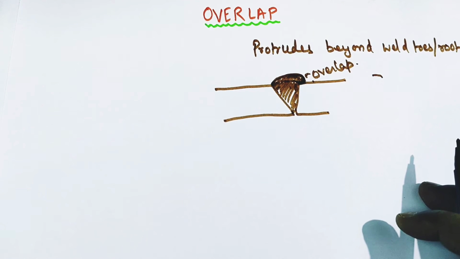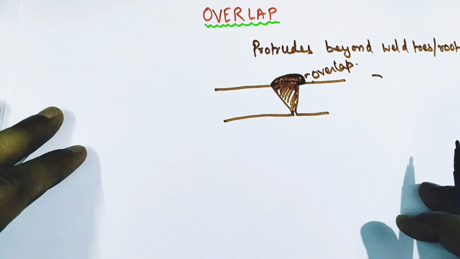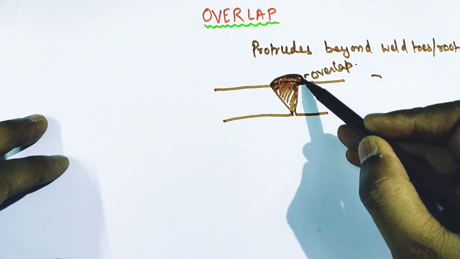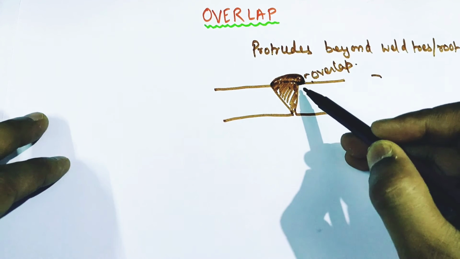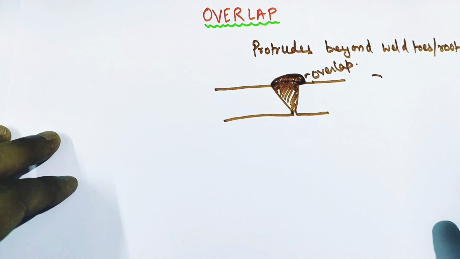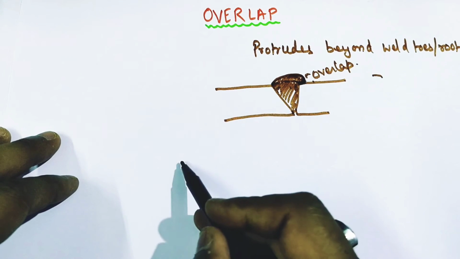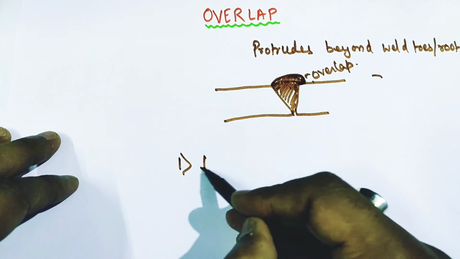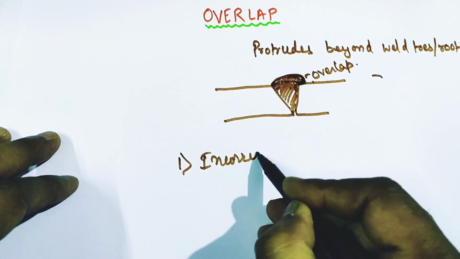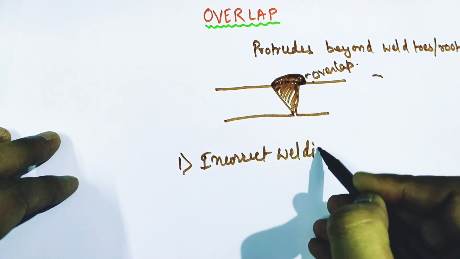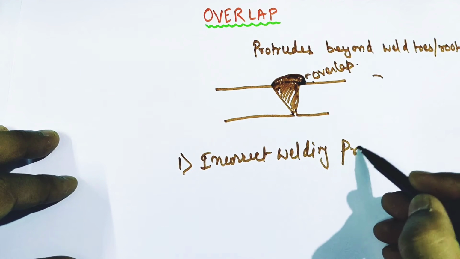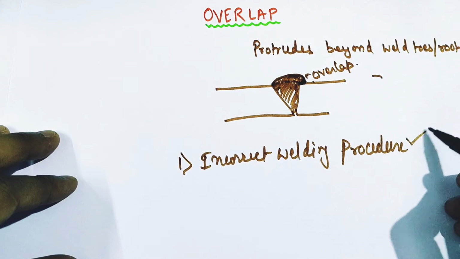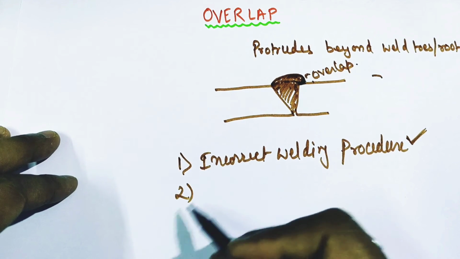That I will explain to you. See, overlap is unacceptable because when overlap happens, some area remains unfused, hence it is very unacceptable. And the major cause of overlap is incorrect welding procedures. If our welding procedure is not correct, then we'll get overlap. Hence we need to correct our welding procedure.